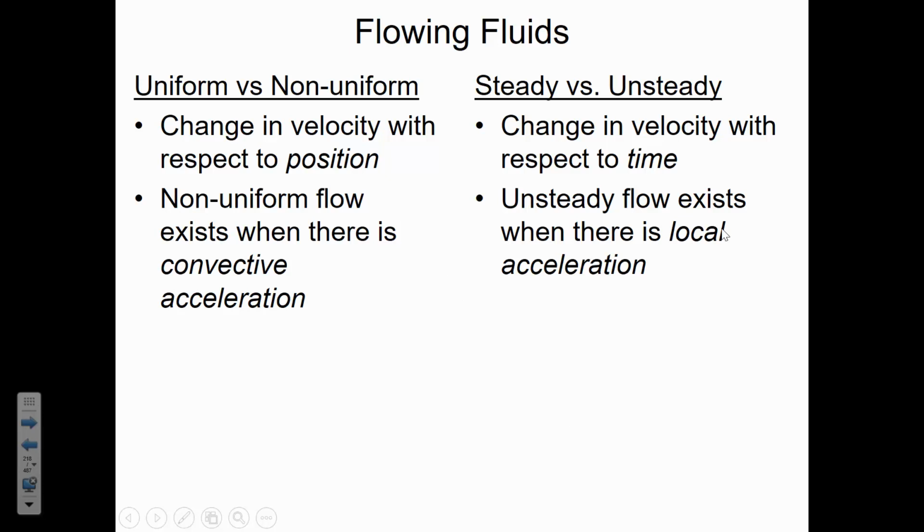So we're going to fill in this table a little bit more when we're comparing and contrasting uniform versus non-uniform, steady versus unsteady. They're both about changing velocities. One is the changing velocity over time. One is changing velocity over position. So the acceleration that's associated with non-uniform flow is convective, and the acceleration that's associated with unsteady flow is local acceleration.